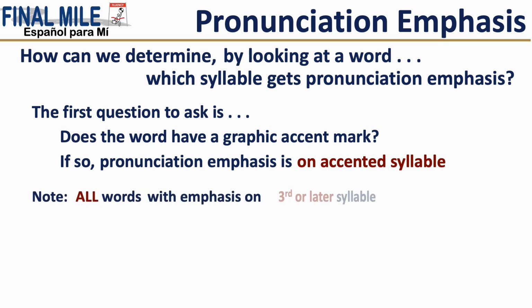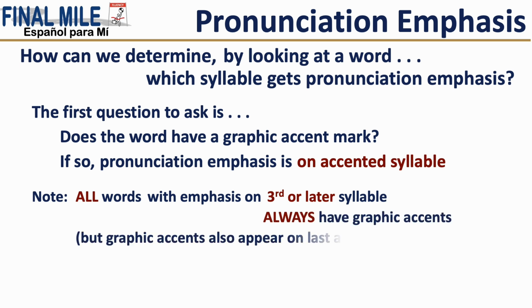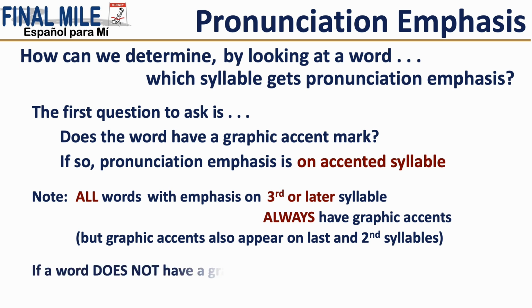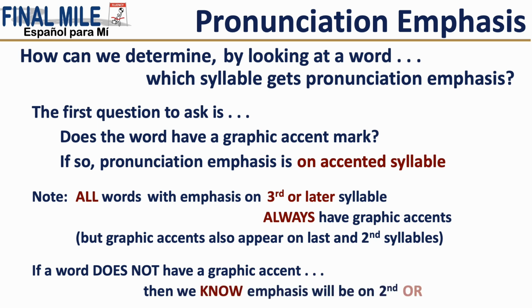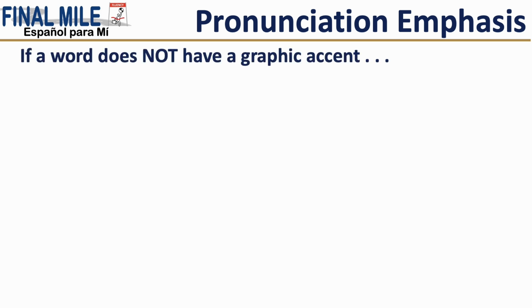Okay, I was getting a little bit ahead of myself. Okay, a little note here. All words with emphasis on the third or later syllable will have a graphic accent. Okay? But graphic accents can also appear on the last syllable, syllable number 1 or syllable number 2. All this is going to fall into place in just a moment here, okay? So, if a word does not have a graphic accent, then we know that the emphasis is going to be on the second syllable or the very last one, which is syllable number 1. Okay, that's what we're trying to determine, and that's what we're going to learn to do in this lesson.